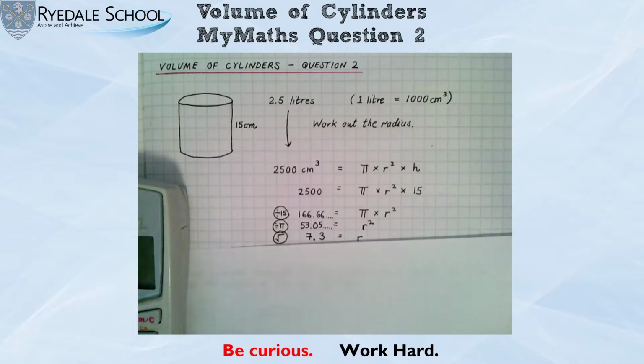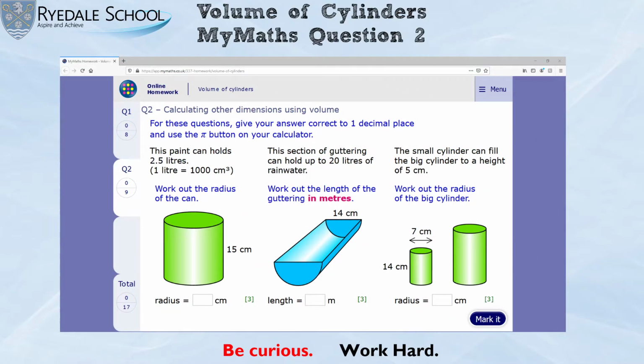Okay, so I said I'd also do the third question. So let's just quickly look back at that third question. It's to do with a small cylinder. It says the small cylinder can fill the big cylinder to a height of 5 centimeters. Work out the radius of the big cylinder. One thing that I've already spotted here, this small cylinder, the 7 centimeters, is a diameter. So I'm going to have to think about that when I start working out the radius.